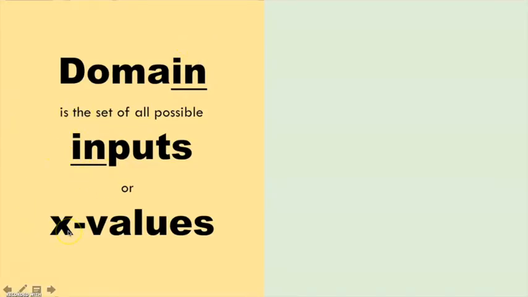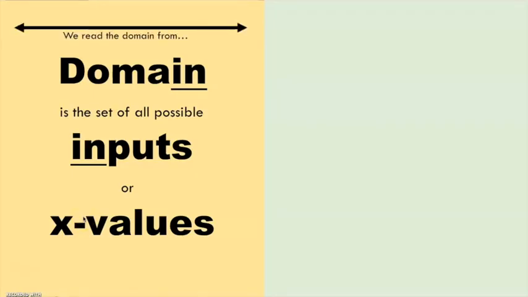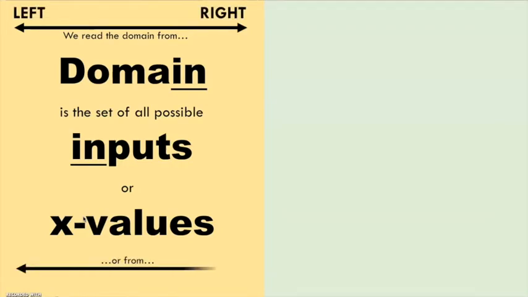So when we think about inputs and outputs, we think of x and y. So domain is just x, right? So if you see a graph, just look for the x. That's where we're going to start. We read the domain just like we read the x-axis, from left to right. Another way to think about that is from least to greatest, right? So it's just like reading a book, from left to right.